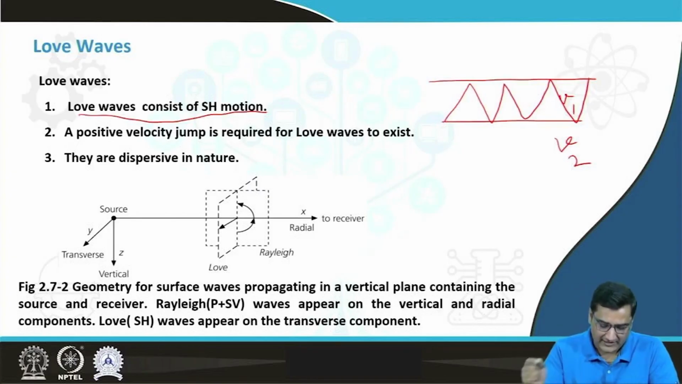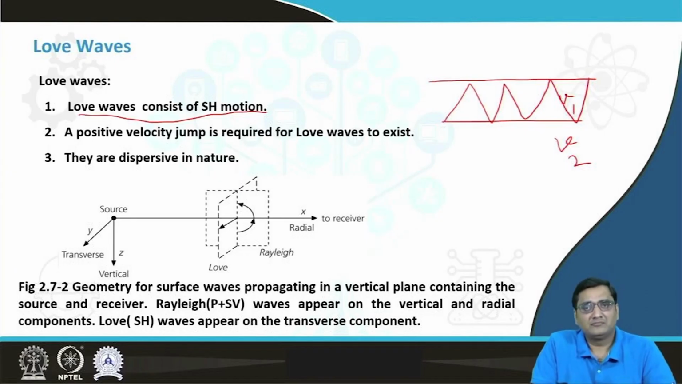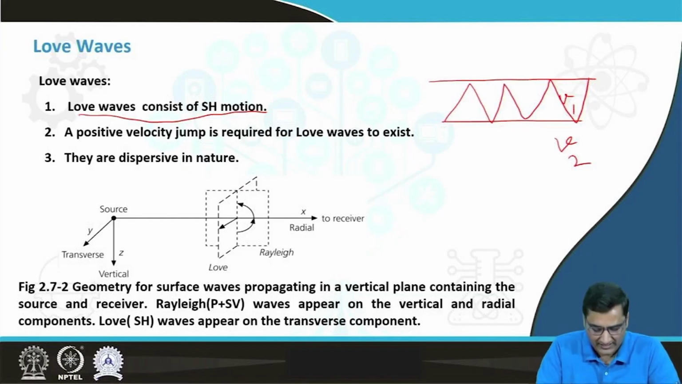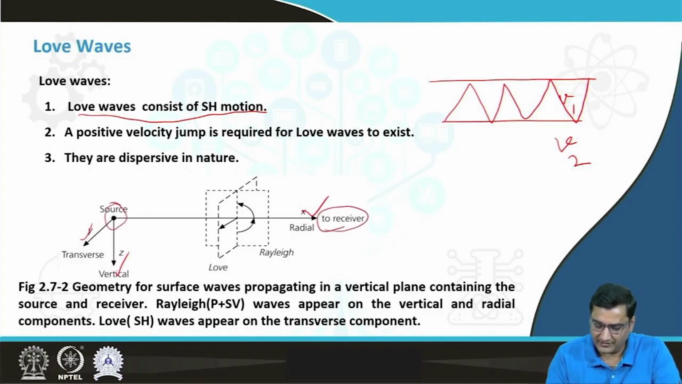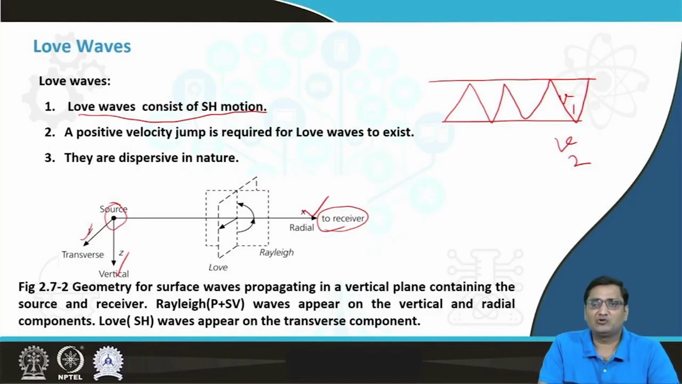This diagram that you are seeing is taken from Stein and Wysession, and I think I have shown this picture to you in the previous lecture as well. If you look at this picture, there are three orthogonal directions, X, Y and Z. There is a source located at the origin and a receiver, and the direction from source to receiver is known as the radial direction. There is a vertical direction that is positive downward, and the direction perpendicular to the XZ plane is the transverse direction, indicated by Y.